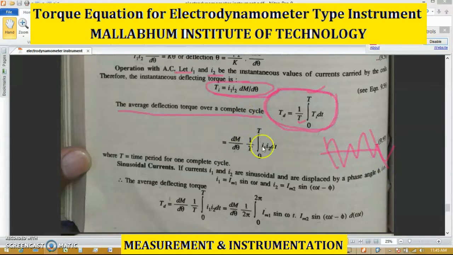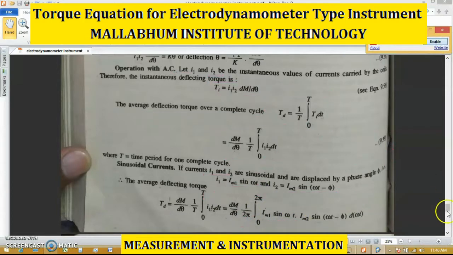So just by replacing this in the above equation, T is the time period, and the sinusoidal currents I1 and I2 are replaced by instantaneous sinusoidal currents. You can see that with the phase difference of phi between them, the average deflecting torque TD. From there if you want to calculate, this is replacing I1 and I2, here I1 and here I2, and this is replaced by d omega t, and the total cycle of the time period is considered as 2 pi.